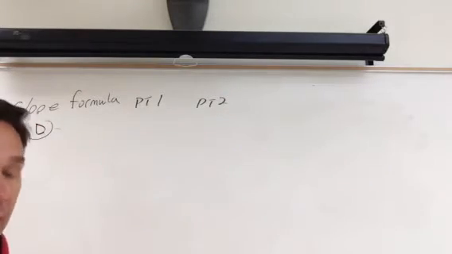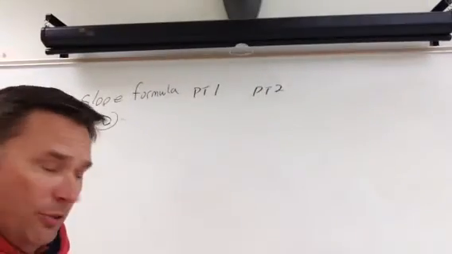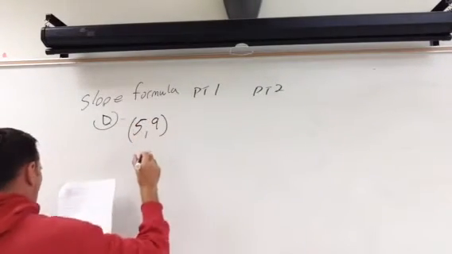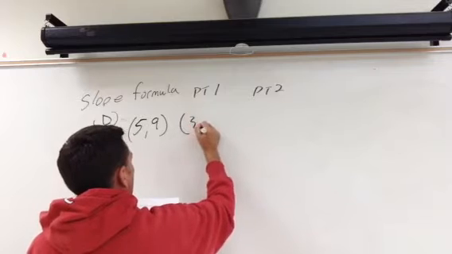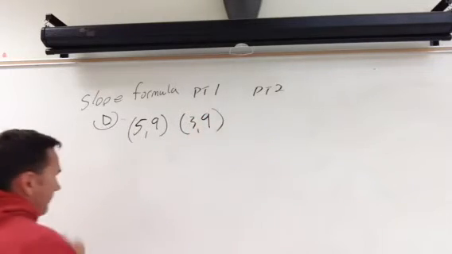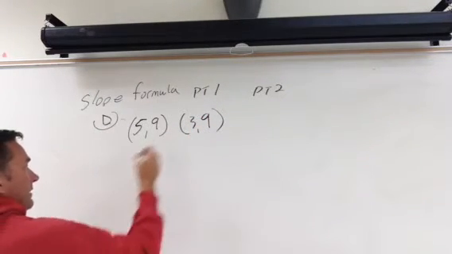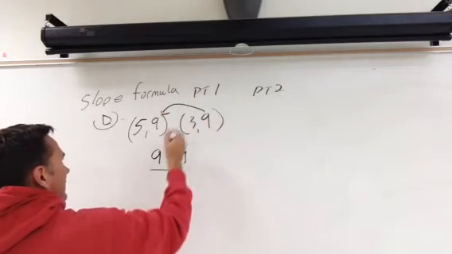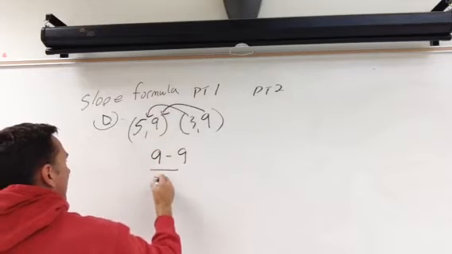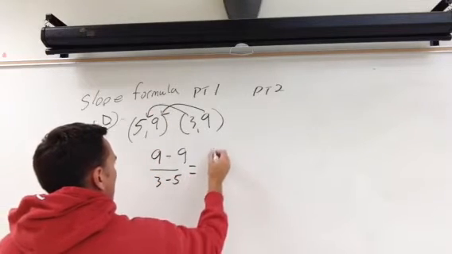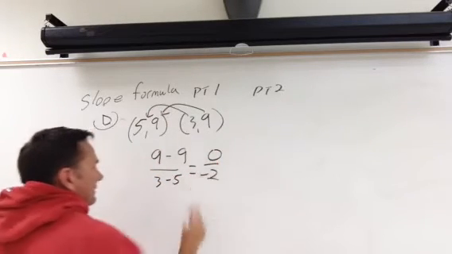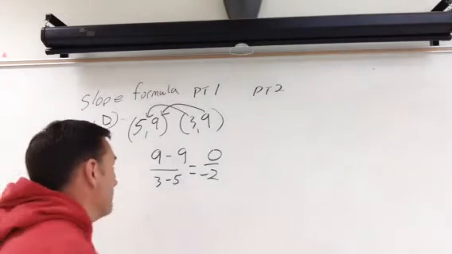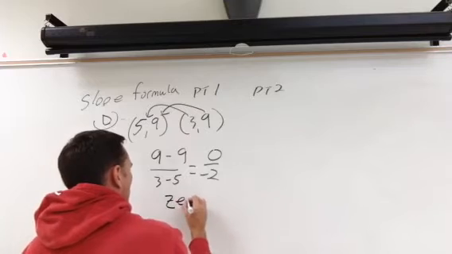Let's say we have a line that's going through these 2 points. The first point is 5, 9. The second one is 3, 9. When we calculate this, 9 minus 9 over 3 minus 5, we end up with 0 divided by negative 2. Again, a 0 on top will result in a 0 slope.